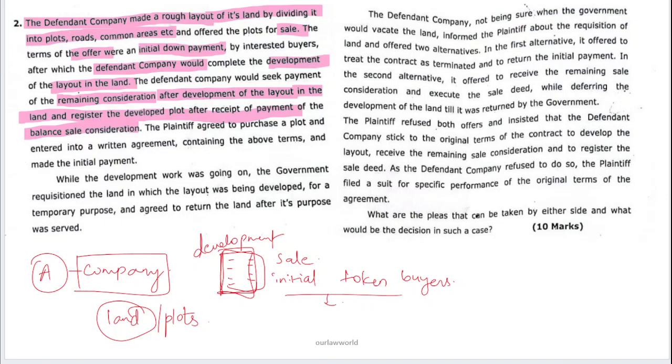So now what happened? The plaintiff agrees. So here the plaintiff is the buyer. The plaintiff agreed to purchase a plot and enter into a written agreement. So one of the buyers agreed to these terms and conditions and entered into a written contract containing all these terms about the initial payment. All the terms and conditions he has read and he has entered into a written contract.